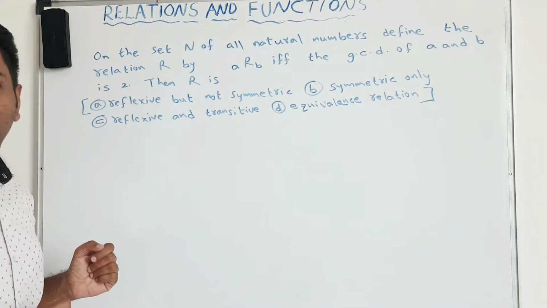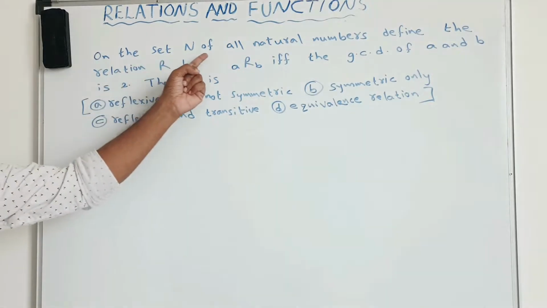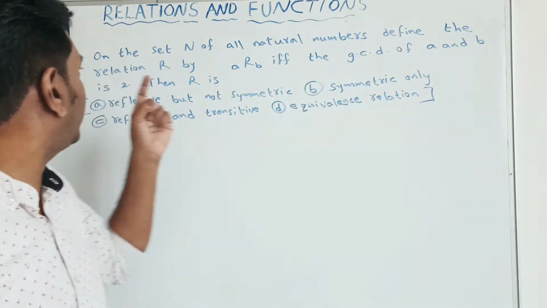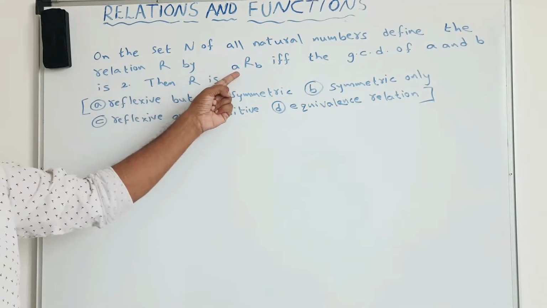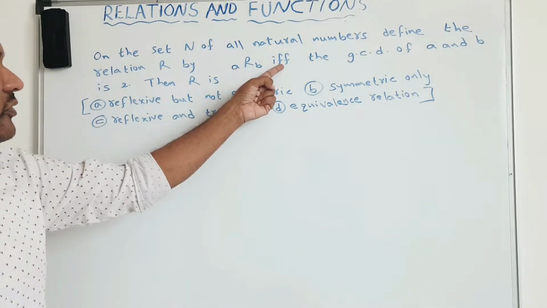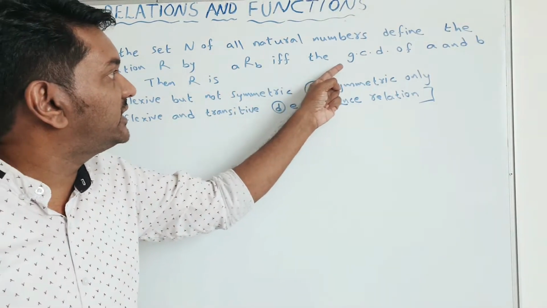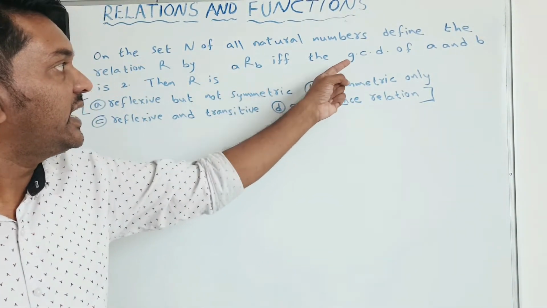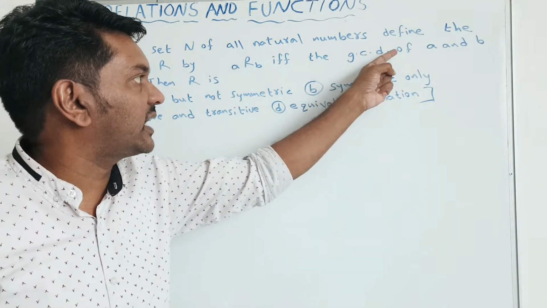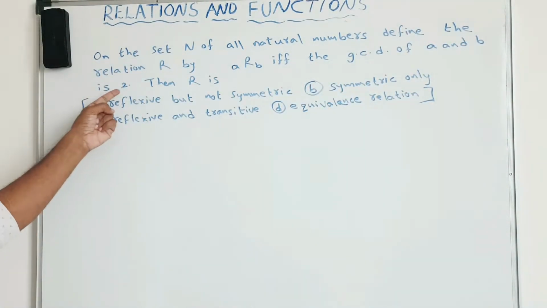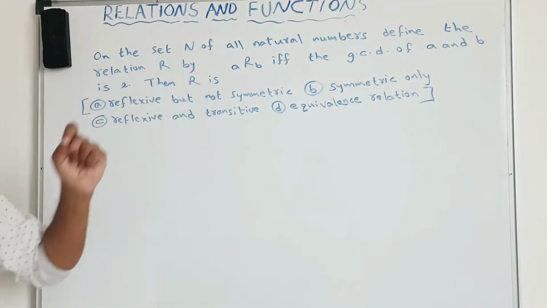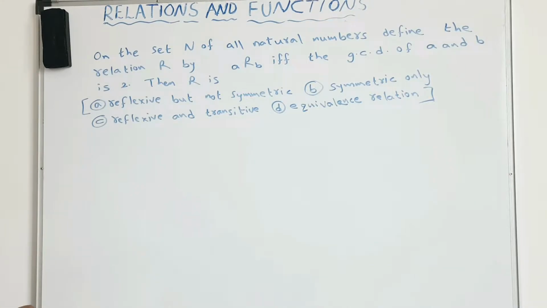Now we will see another MCQ. On the set N of all natural numbers, define the relation R by A related to B if and only if the GCD of A and B is 2, where GCD means greatest common divisor. Then R is which kind of relation, they are asking.